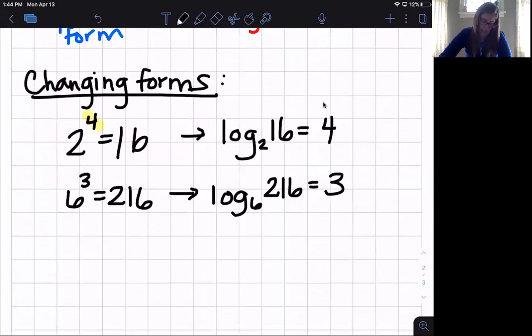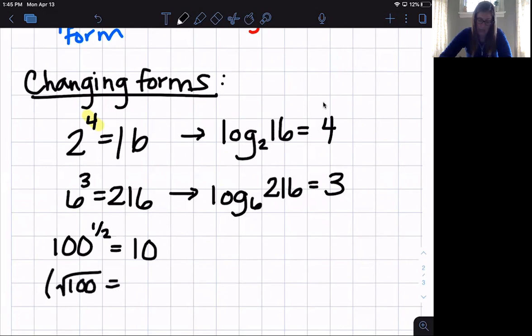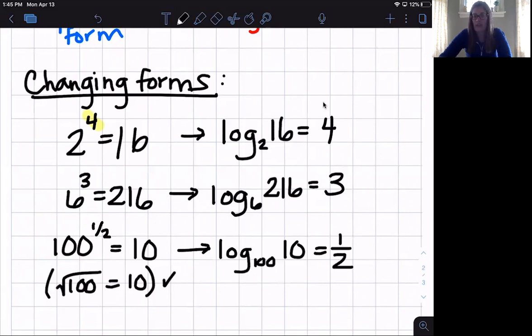Let's see, I could do 100 to the 1/2 equals 10. That's really saying, just a side note, that the square root of 100 equals 10, and I'm sure that you agree with that. That's true. So we could turn this into a logarithmic expression. We could say log base 100 of, what's the answer? 10, and then it equals 1/2. So you can have a fraction in there.